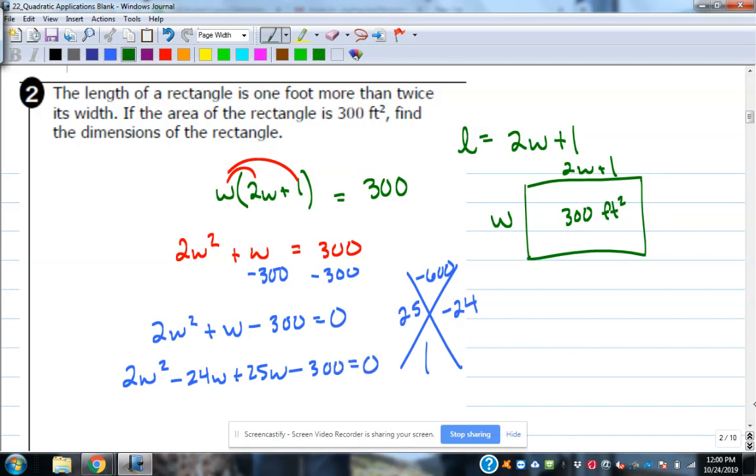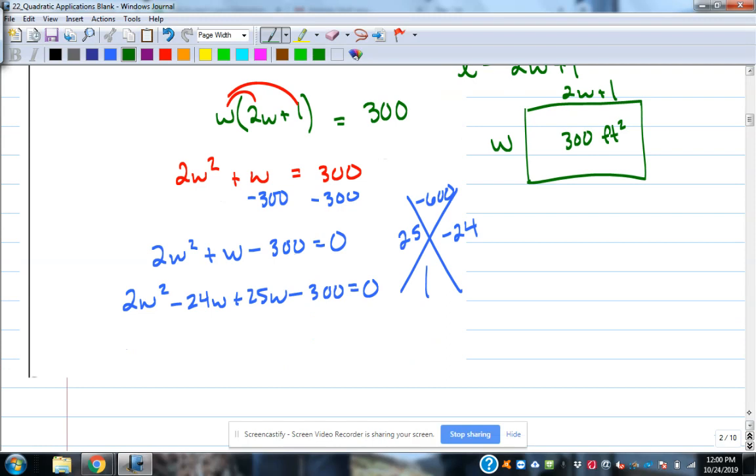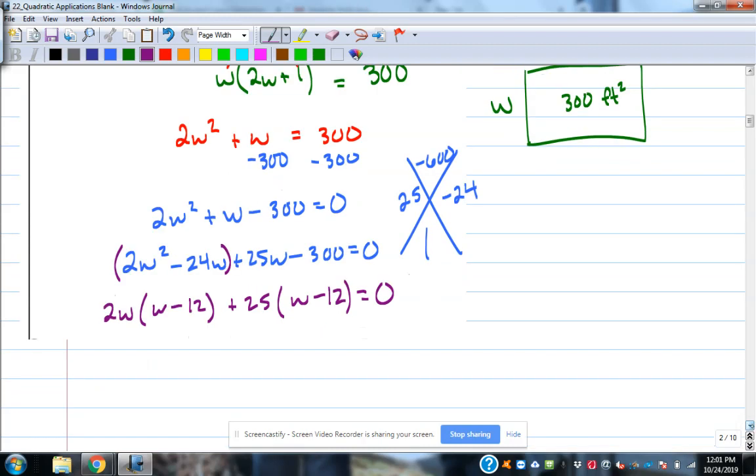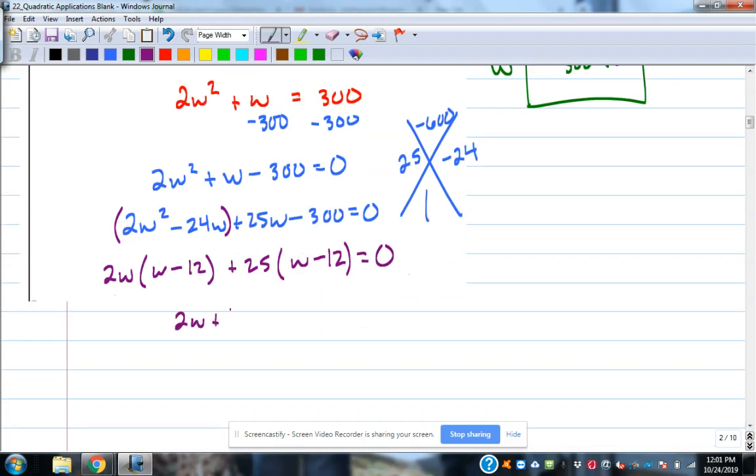Again, it doesn't matter. You remember doing this from factoring. It doesn't matter what order you put the 2 middle terms in; I just did it the way I thought made better sense. 2w, that'd leave us w minus 12. Pull out a 25, we get w minus 12. So our factors are 2w plus 25, w minus 12 equals 0. And we set those equal to 0. W is equal to 12.